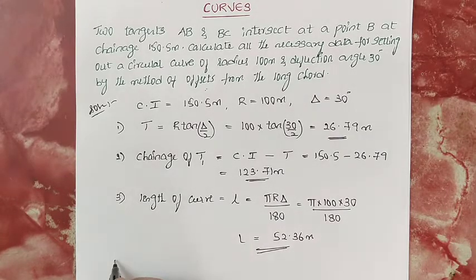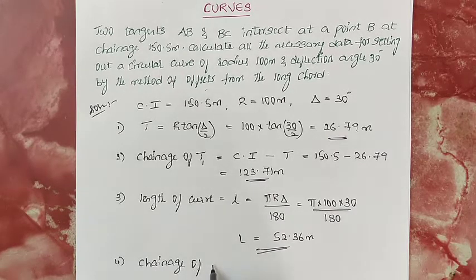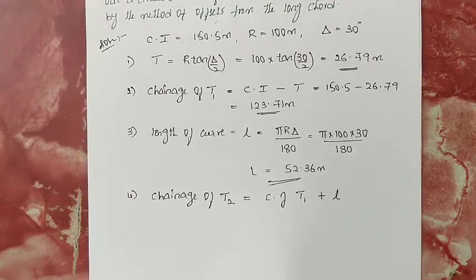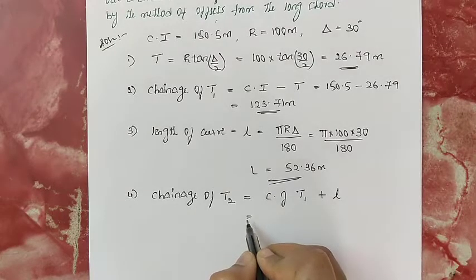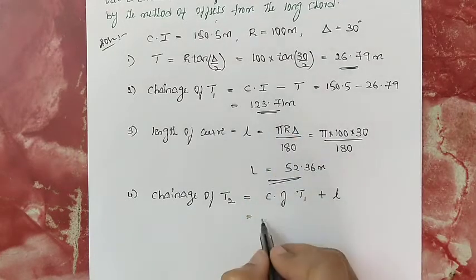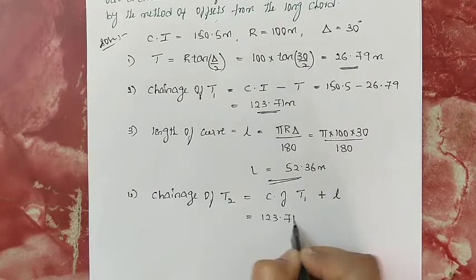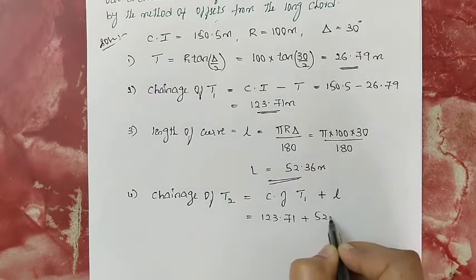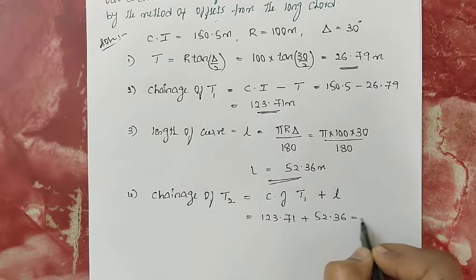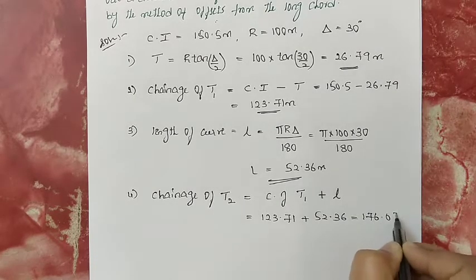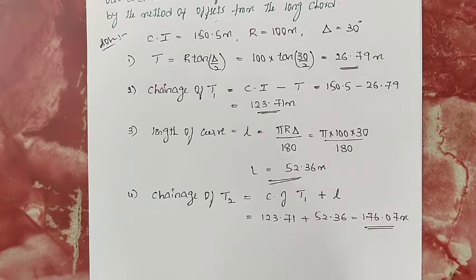Next you calculate chainage of T2, that is the chainage of point of tangency. That will be equal to chainage of T1 plus length of curve. Substitute the value. Chainage of T1 you have calculated, 123.71, plus length of curve 52.36, and you will get 176.07 meter. This is the chainage of T2.